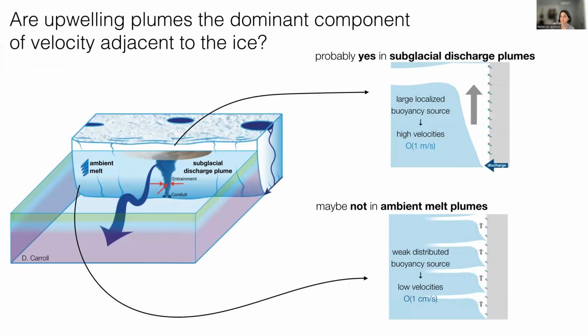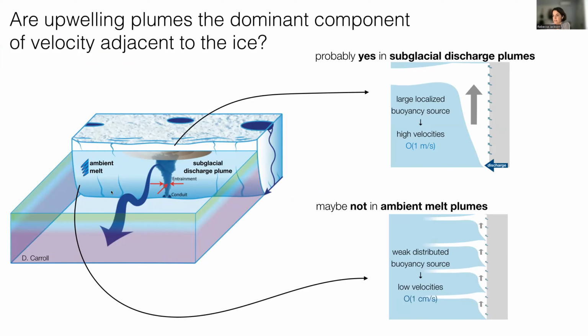But the answer to this question is really going to depend on what regime of melting we're looking at. So if we ask the question, are upwelling plumes the dominant component of velocity adjacent to the ice? That's probably a pretty good assumption right behind subglacial discharge plumes, where we have a large source of localized buoyancy and high velocities, on the order of a meter per second, rising up the ice face.